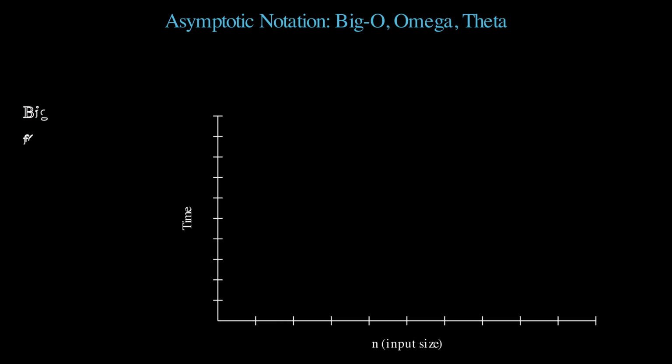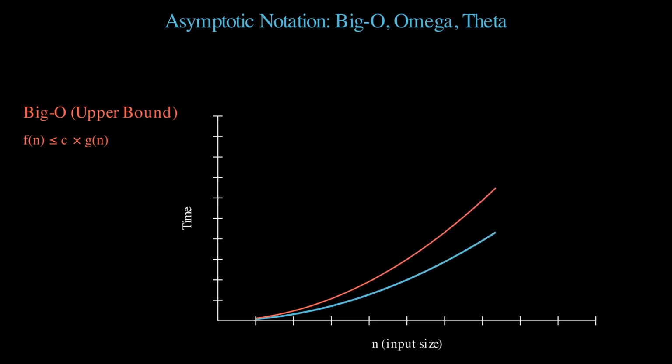First, let's understand big O notation, which describes the upper bound of an algorithm's time complexity. It tells us the worst-case scenario for how our algorithm will perform. Here we see a quadratic function in blue, bounded above by another quadratic function in red. The mathematical definition states that f of n is less than or equal to c times g of n.